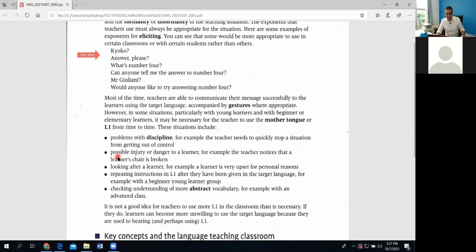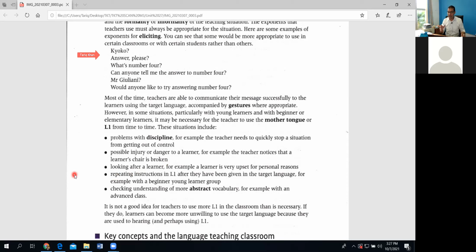So, second, possible injury or danger to a learner. For example, the teacher notices that a learner's chair is broken, or maybe you have taken the children out, like in primary or preschool, and there is water or some kind of slippery place. The children don't bother, they don't have that much understanding, so they play and then they forget about it. That's why they are getting injuries most of the time. So the teacher needs to have a look at this.